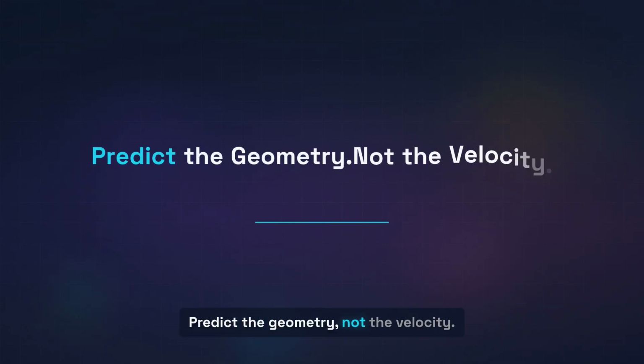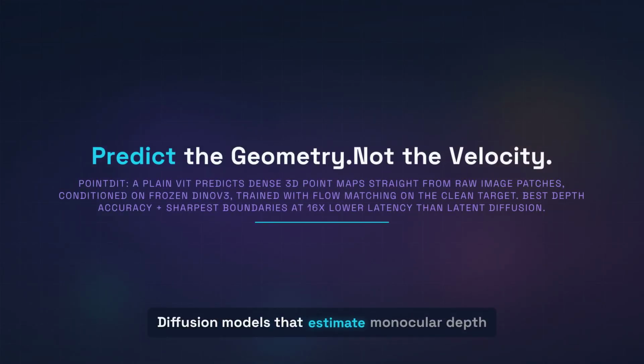Predict the geometry, not the velocity. Diffusion models that estimate monocular depth and dense 3D point maps usually run inside a compressed latent space, bottlenecked by a lossy autoencoder that blurs sharp object boundaries. PointDiT from Google, ETH Zurich, and Tubingen throws that tokenizer away.